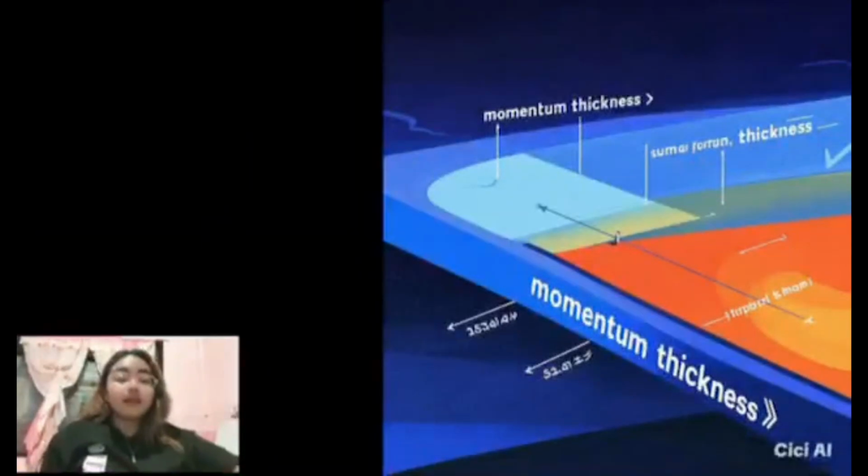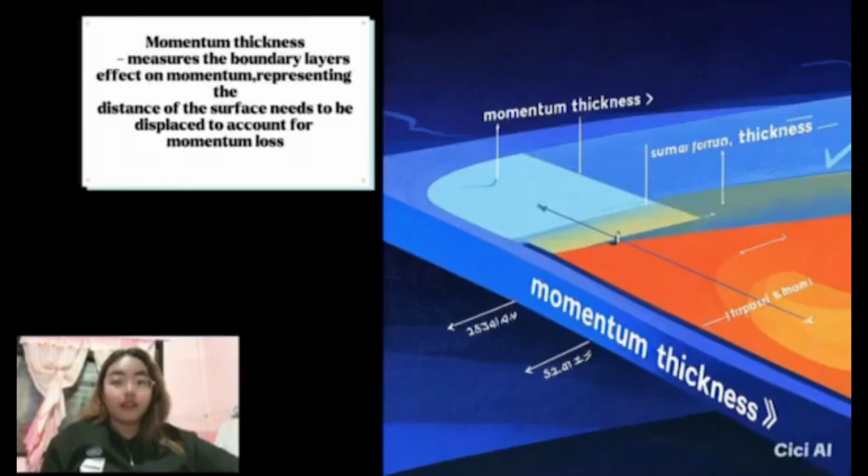And the second one is the momentum thickness. Momentum thickness measures the boundary layer effect on momentum, representing the distance the surface needs to be displaced to account for momentum loss. Momentum thickness represents the imaginary distance by which the surface would have to be displaced inwards to compensate for the reduced momentum flux within the boundary layer.